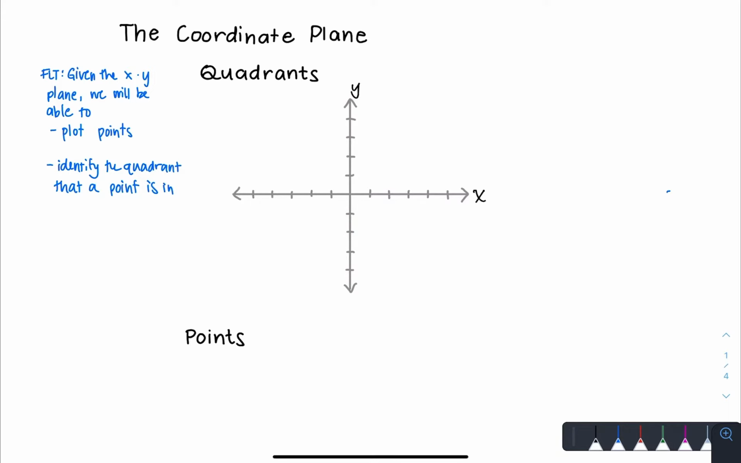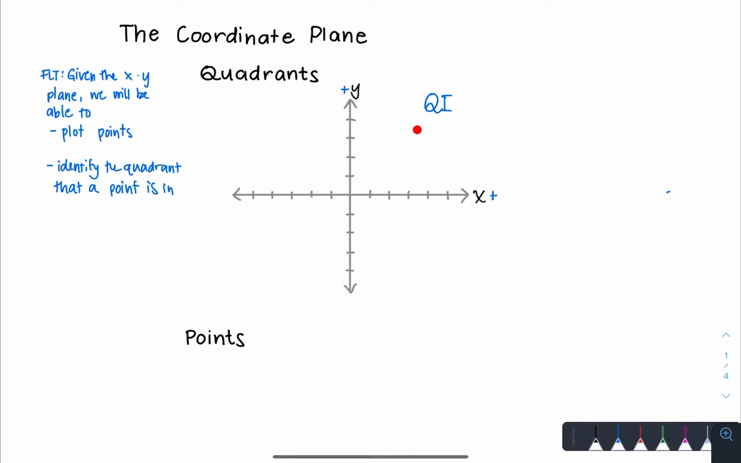If you are anywhere in this region, anywhere in the positive x and positive y direction, you are in quadrant 1. We typically use Roman numerals to write it down, so that's Q Roman numeral 1 for quadrant 1, anything in the positive x, positive y direction.